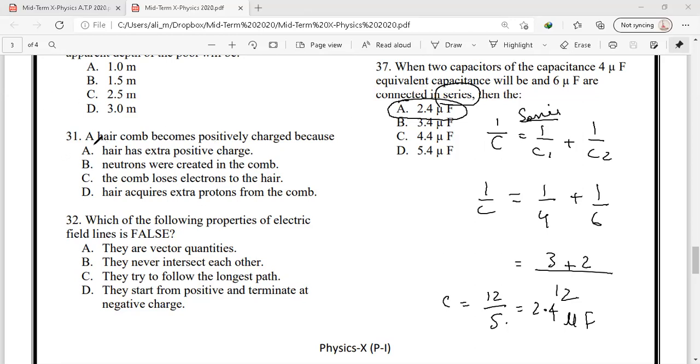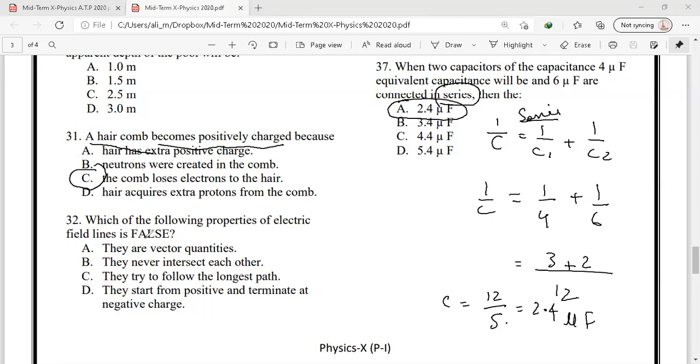Question number 37. A hair comb becomes positively charged when rubbed with hairs. We know that when a body becomes positively charged, it means it has lost electrons, and negative charges are gained by the material with which the body is rubbed. So the correct option is option C, because the comb is rubbed with hairs, and the hair becomes negatively charged because the comb loses electrons to the hair. So the correct option is option C.